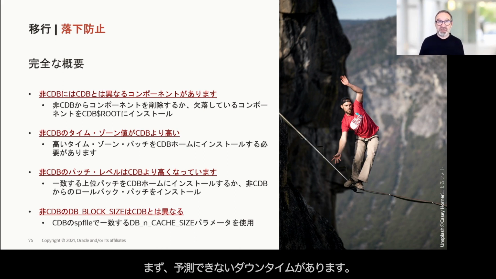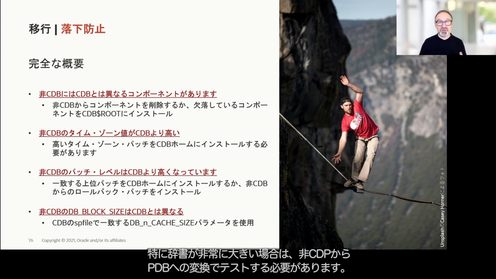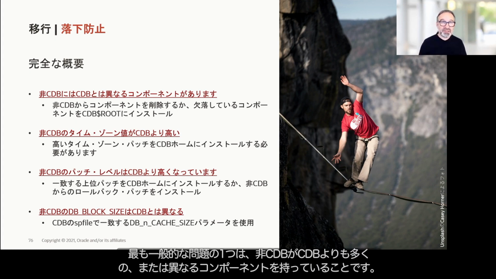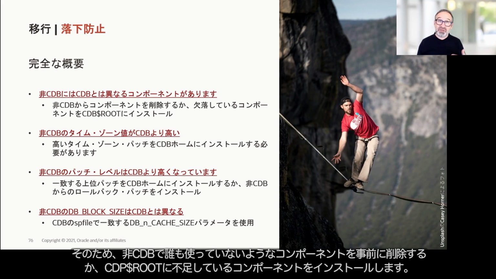And this starts actually from unpredictable downtime, so you need to test this with non-CDB to PDB, especially when your dictionary is very large. And here we took a quick summary of the typical plugin issues we see. One of the most common ones actually we have seen is that the non-CDB has more or different components than the CDB. So you either remove the components beforehand. If you figure out, oh, nobody's using that in a non-CDB anyways, then remove it beforehand, not afterwards, or install the missing component into the CDB root.